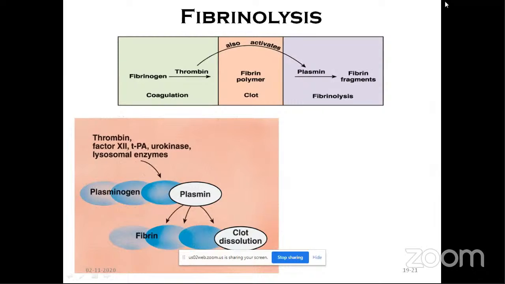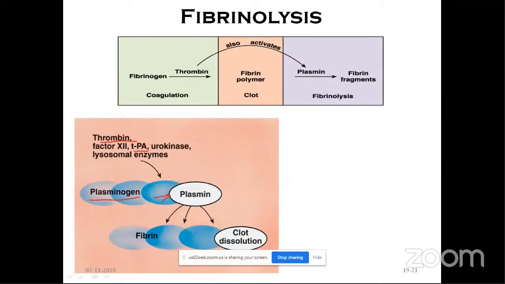And this process occurs because of the action of thrombin on an inactive precursor protein which is present in our blood, which is called plasminogen. Now this plasminogen is converted by thrombin and another factor called TPA, tissue plasminogen activator, into plasmin. Lysosomal enzymes also have a small role.